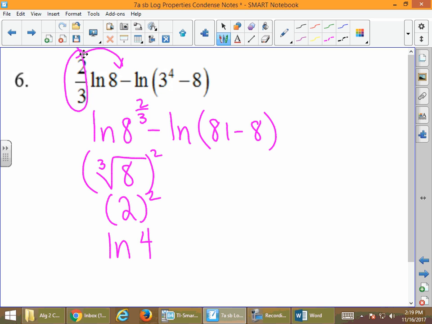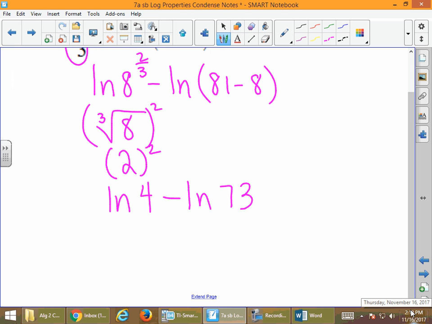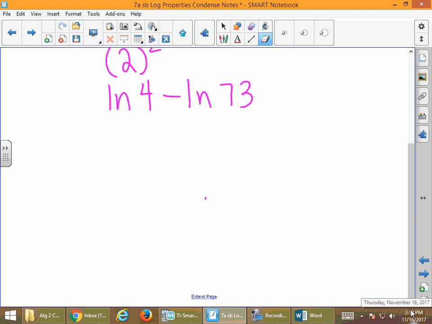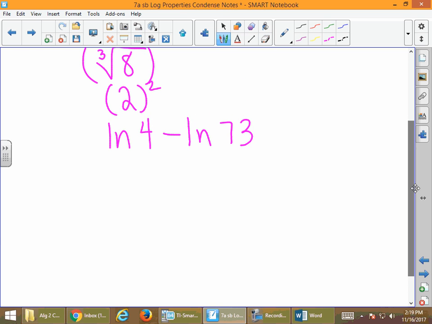Over here for our term to the right, this is going to be the natural log, and 81 minus 8 is 73. What operation does minus in a logarithmic expression tell us to do? We're going to use the quotient, and quotient says that we divide. So we can finish now by putting this into a single logarithm, and it's going to be 4 divided by 73. The first one divided by the second one.